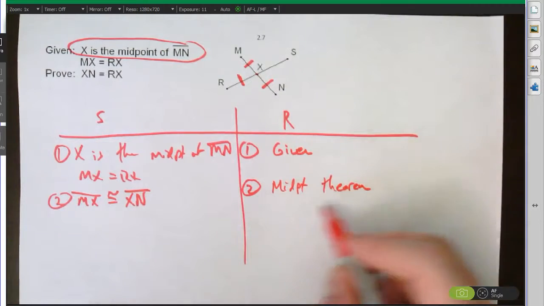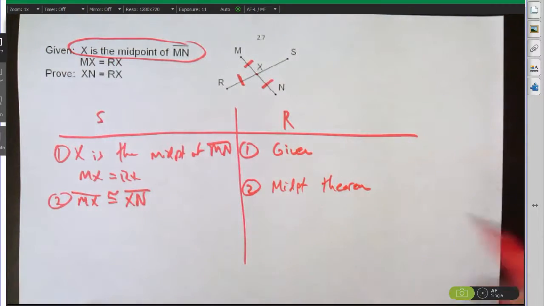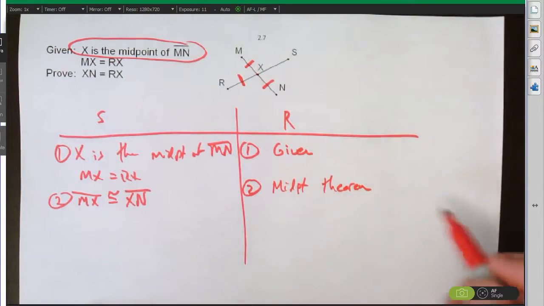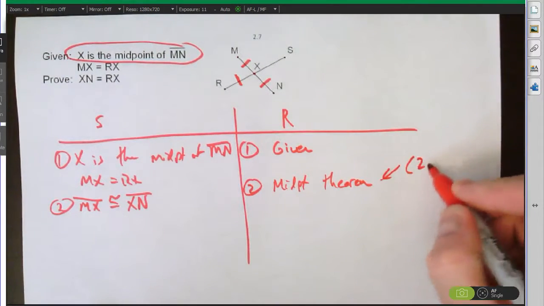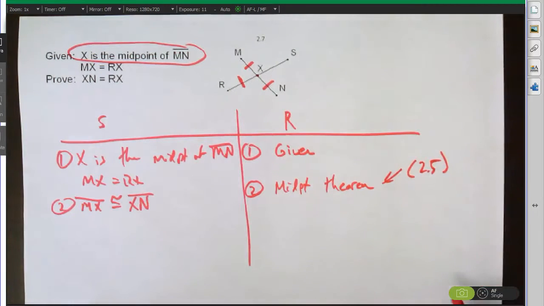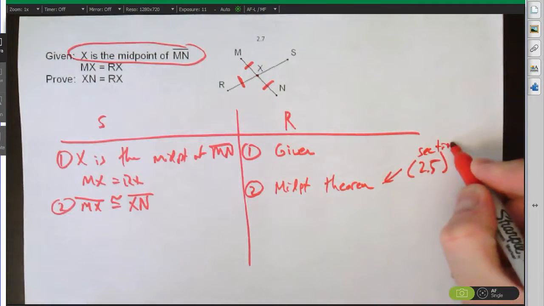Or you could just write out that the midpoint makes the two parts congruent or something like that. But it's easier to say midpoint theorem. It's a lot less work. And if you forgot what that is, that's from section 2.5. The midpoint theorem is. Okay.